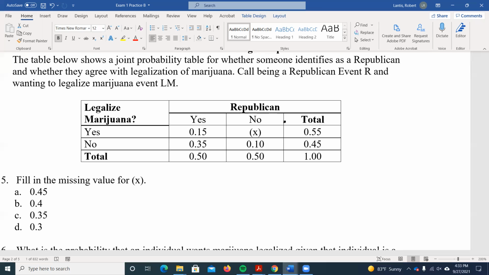So LM and R. Okay. What's the probability somebody wants marijuana legalized? 0.55. What's the probability somebody is a Republican here? What's the probability that they're both of those things? So yes, they want it legalized. Yes, they're a Republican. The intersection of those two is just 0.15. So put this into a calculator. Okay.